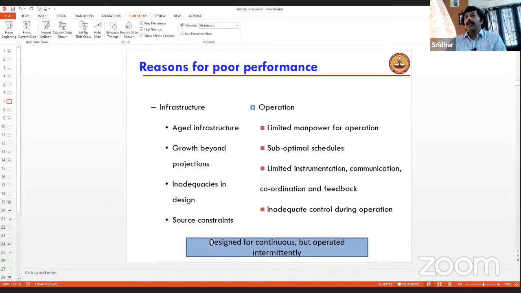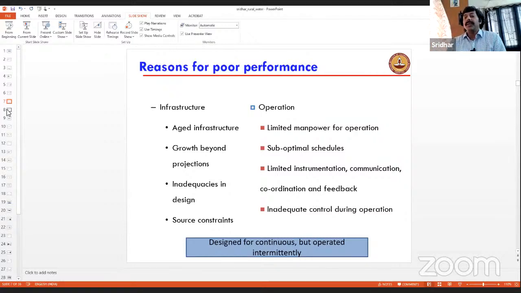The most important factor, I would say, to summarize, is that they are designed for continuous operation but operated intermittently. And that is simply because of several other issues, and therefore this affects the final operation of the network, and this results in inequitable supply.